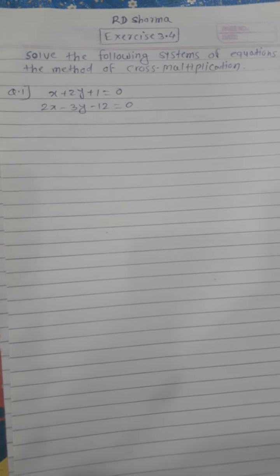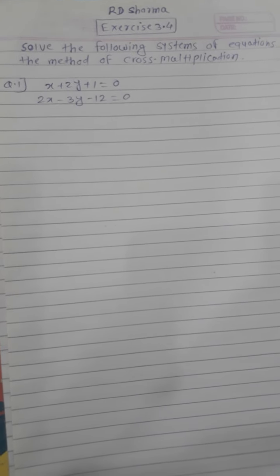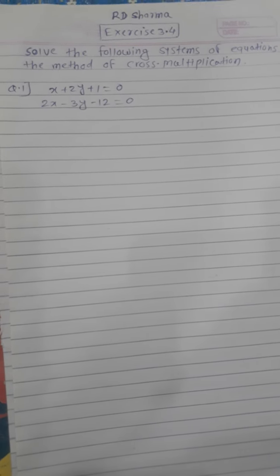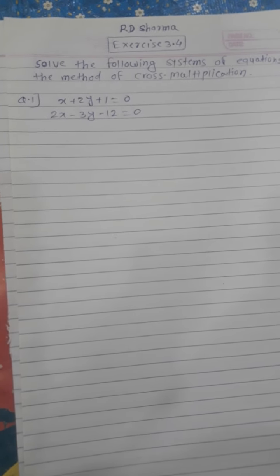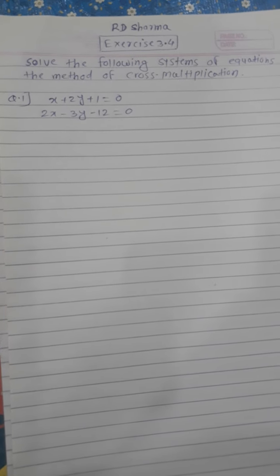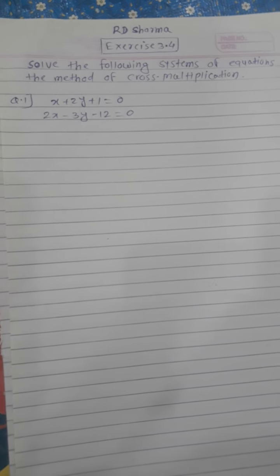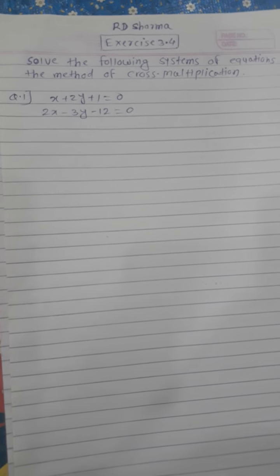Exercise 3.4 from R.D. Sharma. Question number 1. Solve the following system of equations by the method of cross multiplication. The first method is to solve the equations graphically, the second is substitution, and here we have to solve these equations by cross multiplication.